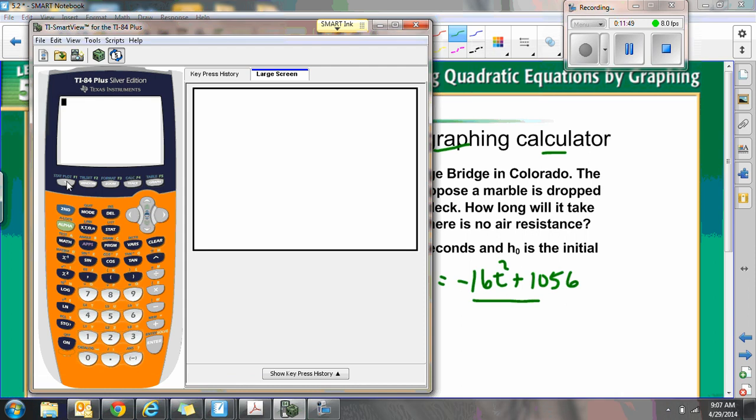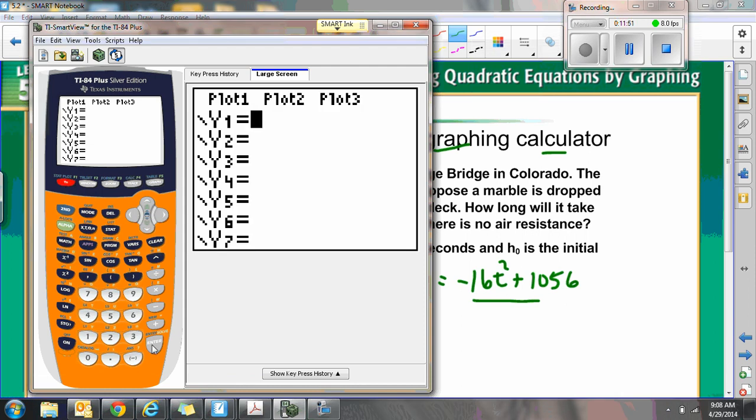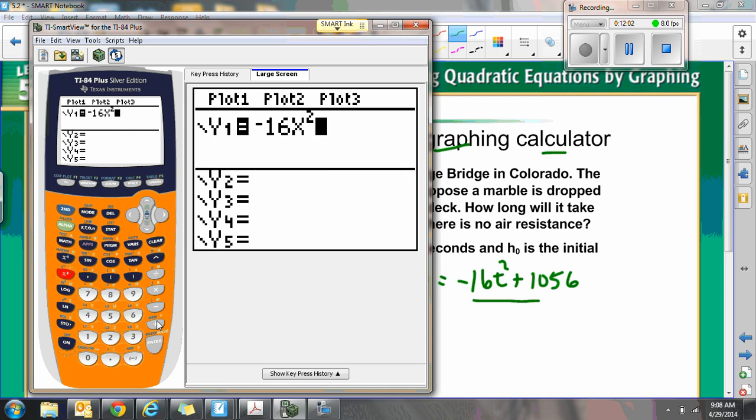So first thing we're going to do is go to the y equals menu. And in that y equals menu, I'm going to type in my equation, negative 16. Instead of a t, I'm going to use an x because that's how the calculator takes variables. So negative 16x squared plus 1056.